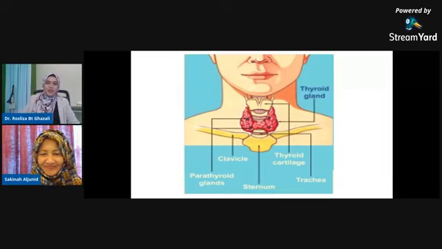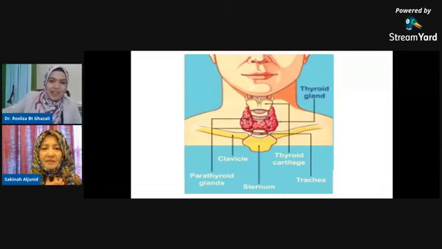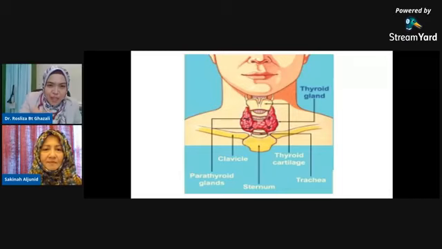Exactly. Okay. So as you can see from the picture, the thyroid gland is located in the neck, basically at the base of the neck. The butterfly shape, the red one. Right here, the gland, basically the butterfly shape, the red one from the image, from the picture.